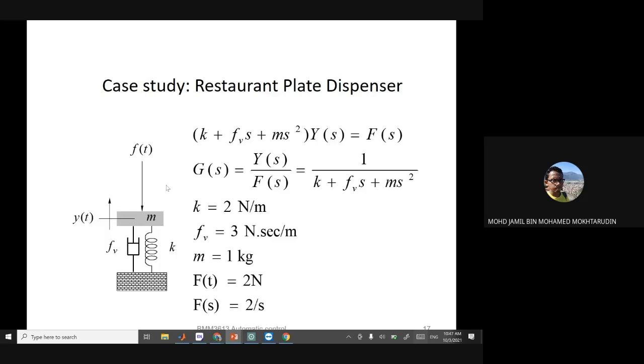Then from the free body diagram, you can write the equation of motion, use Laplace transform to get in terms of frequency. Then from the equation of motion in frequency domain, you can rearrange to get the transfer function. So here the transfer function you need to find is Y(s) over F(s) equals this. Sometimes the question will give you values for each of the constants.